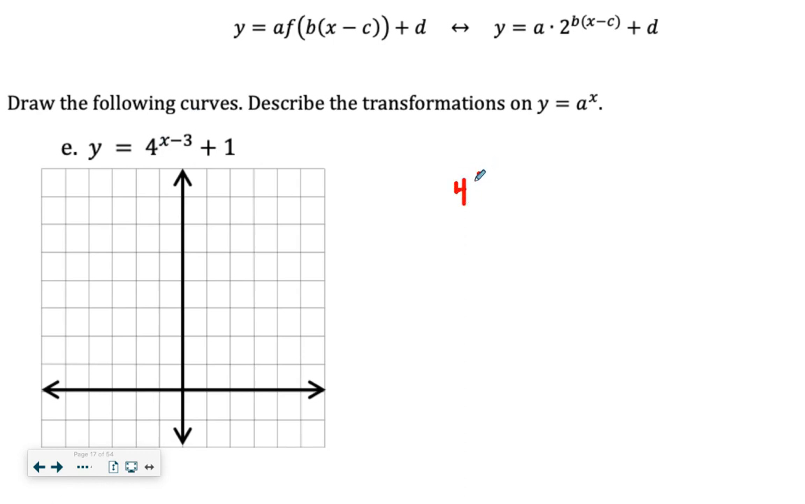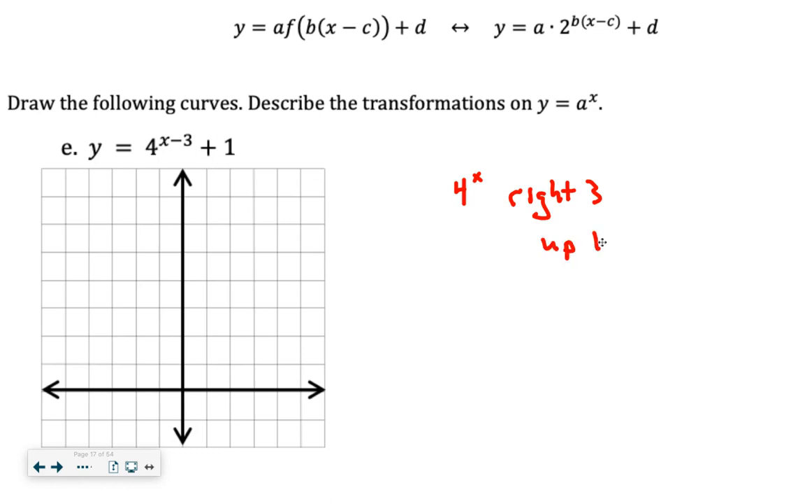Okay? And then our final example here, if I've got 4 to the x, and I've got a c and a d value here, I would be shifting 4 to the x right 3. Remember, we take the opposite value here. So I would be taking 4 to the x and going right 3, and then up 1.